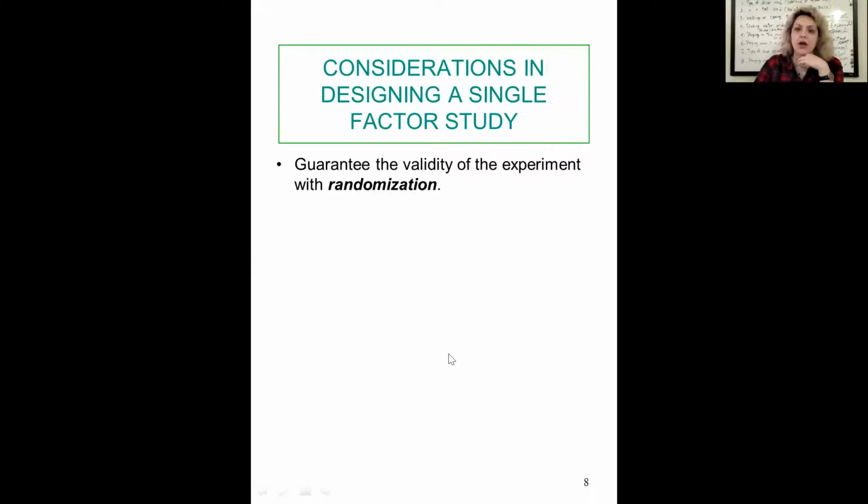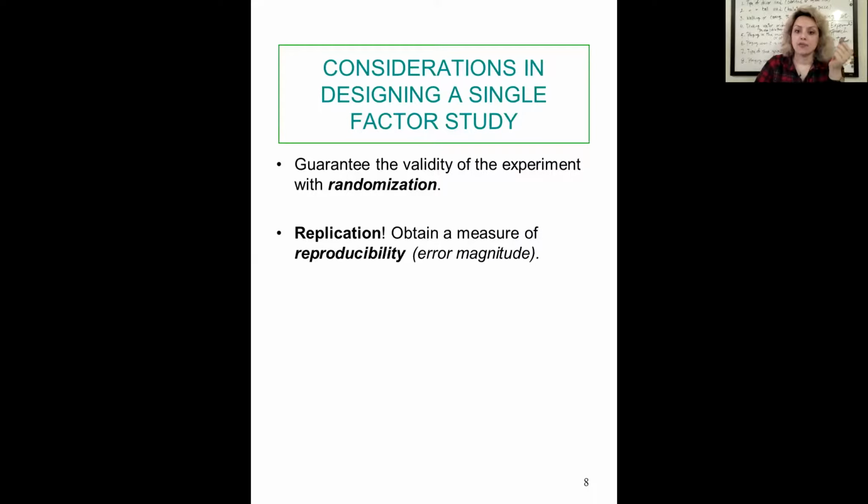So here we want to talk about the considerations in designing a single factor study. We won't guarantee the validity of the experiment without randomization. We said that in the previous chapter as well. We said that randomization, replication, and blocking are 3 important keys that we need to consider when we are talking about design of experiment.